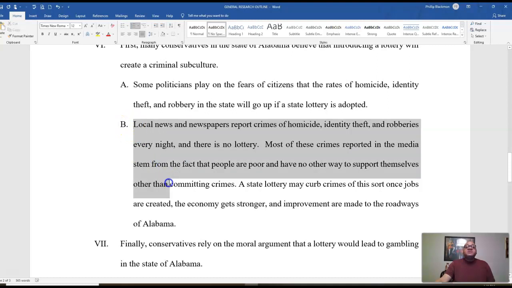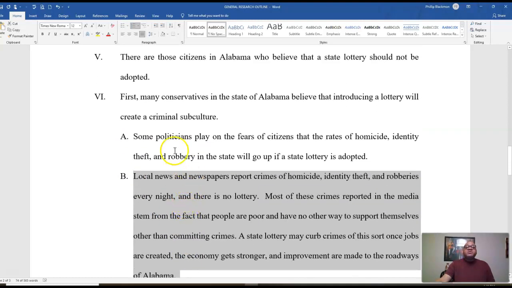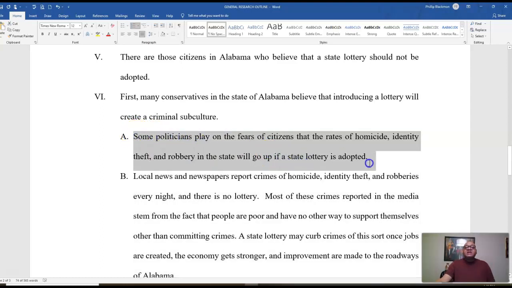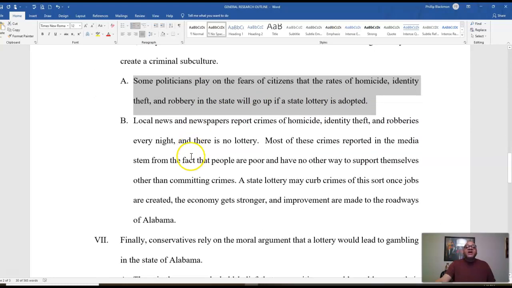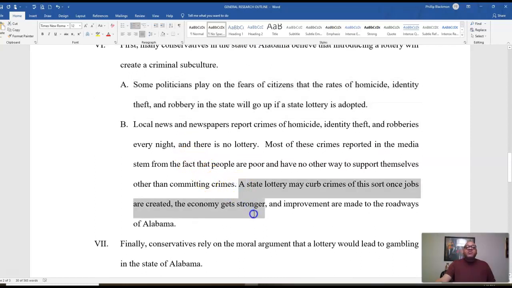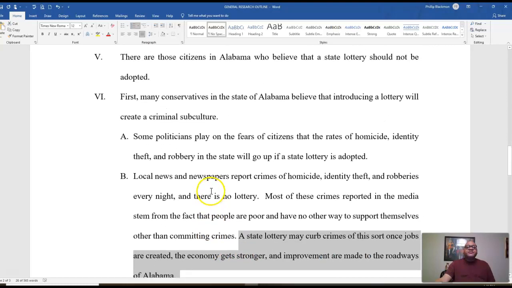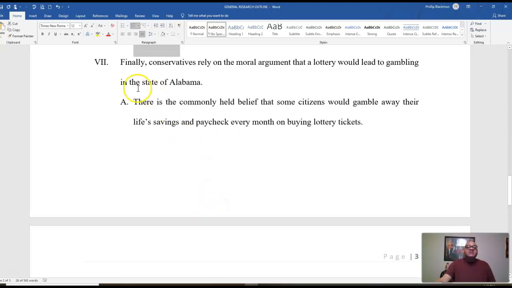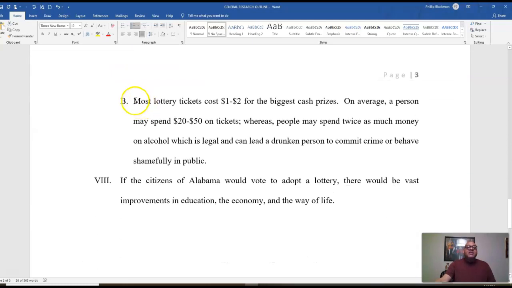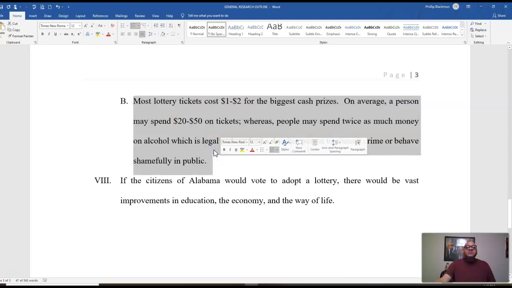B, in 2 to 3 sentences, you need to refute, okay? Shoot down. Show where your opponent's logic is flawed, where it is not logical, where you can justify your reason for wanting a lottery, okay? 7, rinse and repeat. 7 is your second supporting reason for the opposing view. A supports Roman numeral number 7. B, in 2 to 3 sentences, refute, shoot down, show the illogical nature of your opposing view.